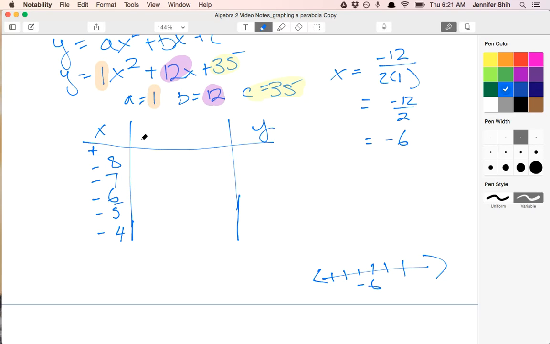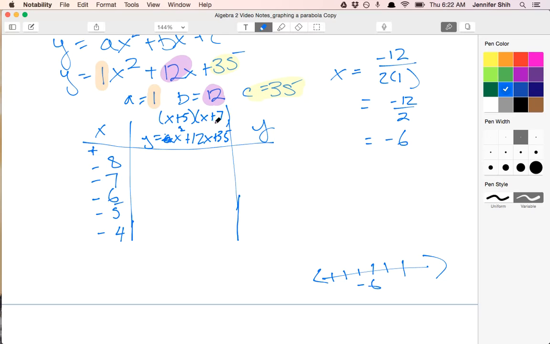So this is going to be y is equal to x squared plus 12x plus 35. Or in the factored form, sometimes this helps me plug it into the table, x plus 5 and x plus 7.